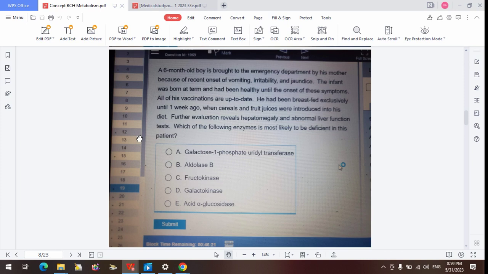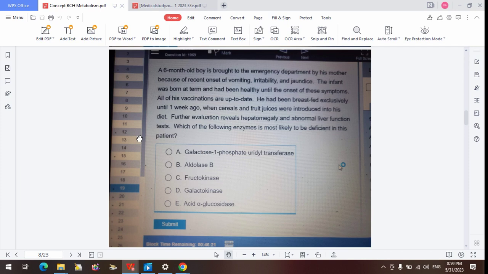So the enzyme that was deficient is what? The enzyme that was deficient was fructokinase. The enzyme that compensates for that is hexokinase. But here, this person is symptomatic, which means it is more severe.